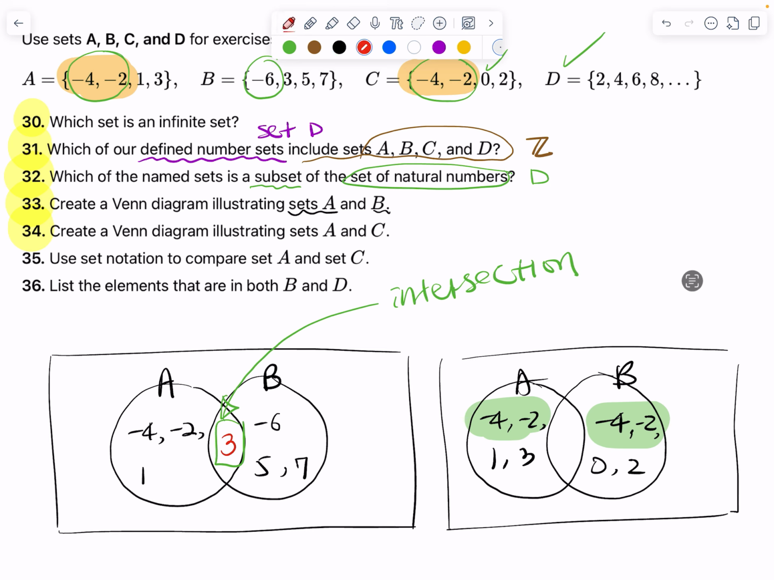Don't we write that in the intersection part? -4, -2. And then we have to make sure that it doesn't show in each circle, in each set. So I am erasing those 2 elements in each one. That is it.